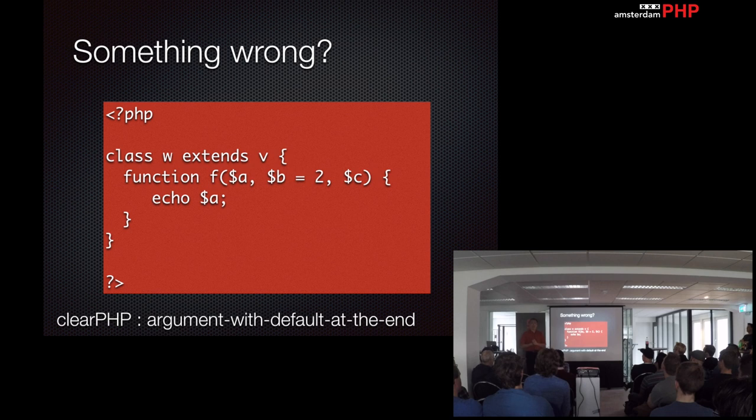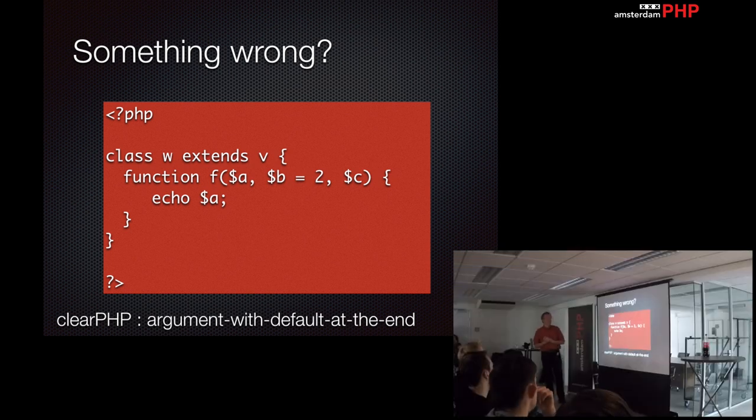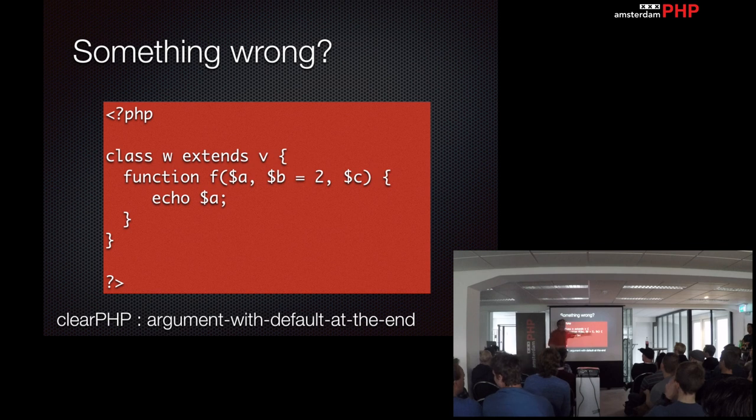What will happen if you do that? Not enough argument support. If I leave B and C, well, if I just leave B also, it will have another problem. Yeah. What will happen is that B will be defaulted to 2 if I just give A. If I give A, then PHP will say okay, B, and there is no way to give A and C. And the C will raise an error.